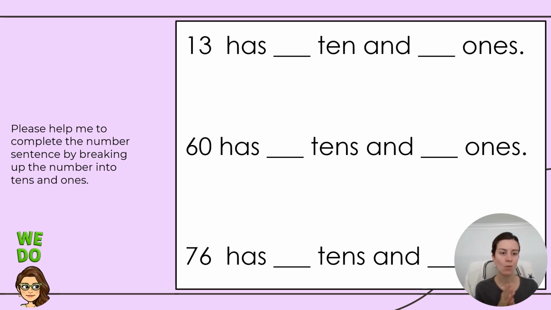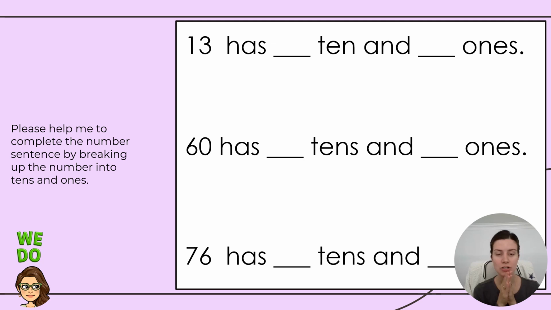All right, guys, now we are going to complete the number sentences by breaking up the number into tens and ones. So we're doing the same thing, except we have it written out tens and ones. So 13 has blank tens and blank ones. Go ahead and pause this recording right on your boards. 13 has blank tens and blank ones. You can press play when you're ready.